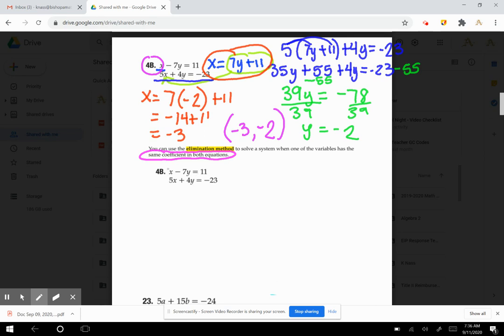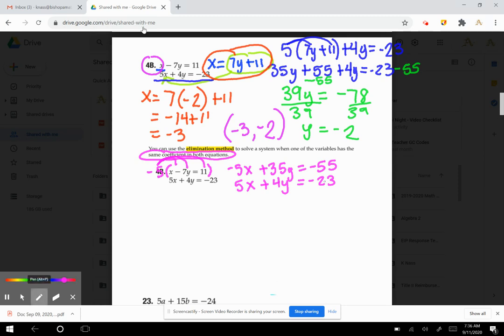So what's going to be easiest for me is if I multiply the top row by negative 5. That'll get my x's to cancel out, because the bottom one is 5, so I want the top one to be negative 5. So negative 5x. Now here's a part that a lot of students forget. Not only do you distribute to the x, but it goes to the y, and it goes all the way over on the other side of the equal sign. So negative 5x plus 35y equals negative 55. And then the bottom is 5x plus 4y equals negative 23.